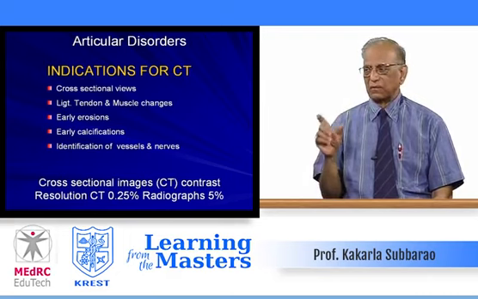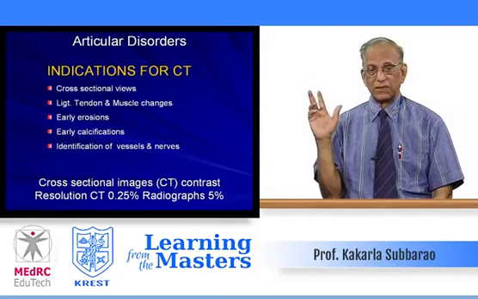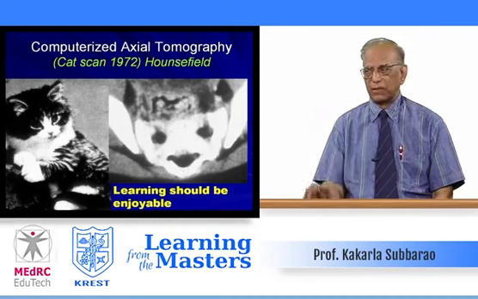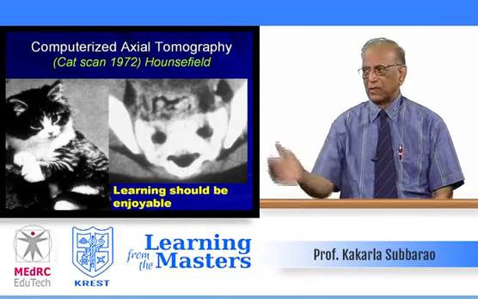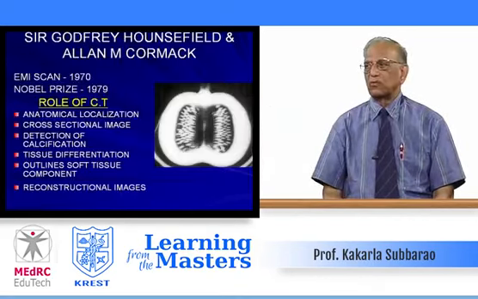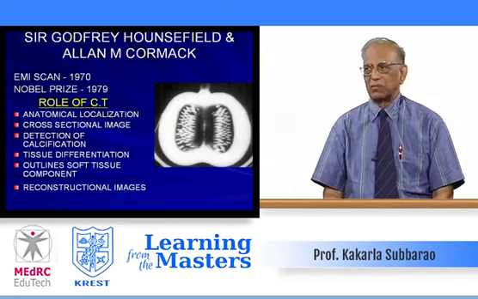Cross-sectional images with high contrast resolution: CT 0.25%, whereas radiographs 5%. See the high sensitivity. They used to call it the CAT scan earlier. In 1972 was the first time the CT scan was invented by Hounsfield, who got a Nobel Prize later. And look at the sacrum, looking like a smiling rabbit or something, and it's a cat. Sir Godfrey Hounsfield and Alan Cormack are the people who got Nobel Prizes.